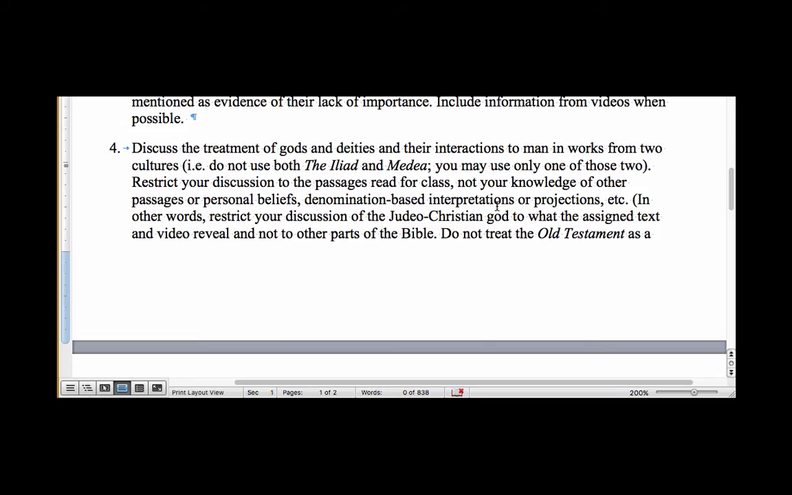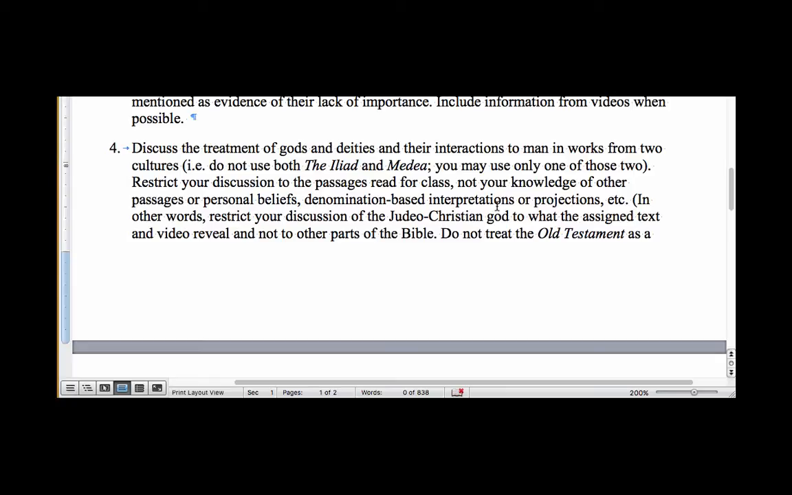The next question asks you to consider the treatment of the gods and deities and their interactions with man from two different cultures, meaning that you can't use both the Iliad and Medea. Again, one of the easiest ways to approach responding to this question is to compare the god in Genesis to the gods in either the Epic of Gilgamesh or the Iliad.